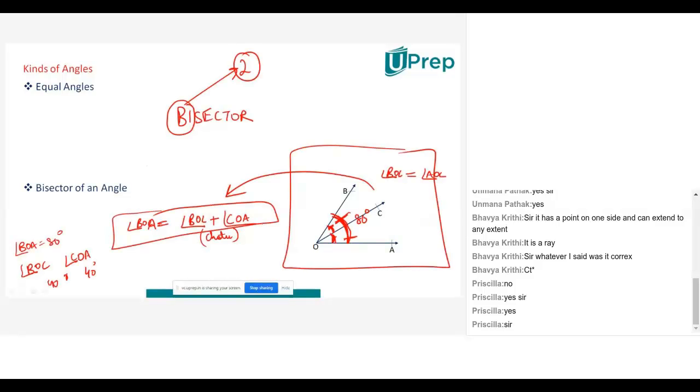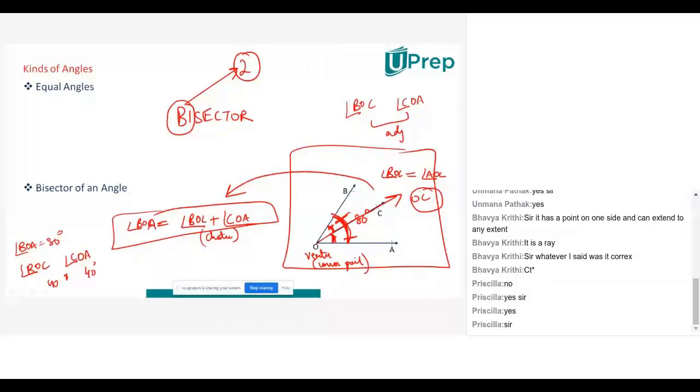Brilliant. So can I say that angle BOC and angle COA are adjacent angles? How are they adjacent? First and foremost, we need to have this vertex, that is, we need to have a common point. In addition to this, we also need to have this common line OC. That is when BOC and COA become adjacent to each other.